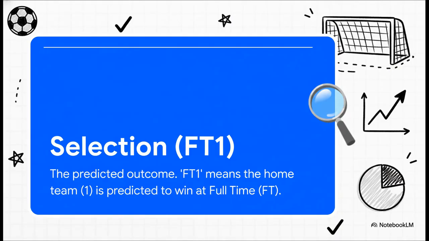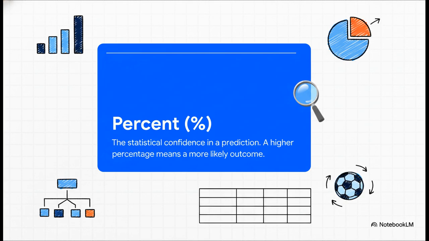So that selection column, that's the actual prediction itself. They use these little codes to keep things short and sweet. A really common one you'll see is FT1. The FT just stands for full-time, and the 1 refers to the home team. So FT1 is just a simple, straightforward prediction that the home team is going to win the match. See? Easy as that.